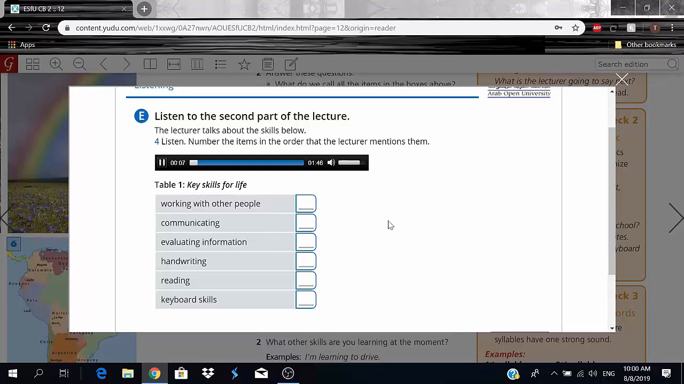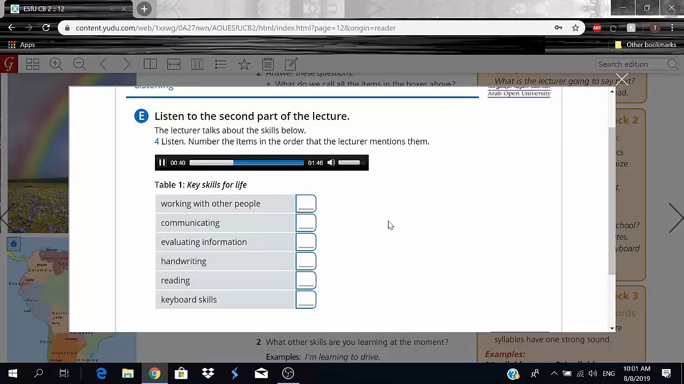Number the items in the order that the lecturer mentions them. So, nowadays, students learn knowledge and skills at school. The skills help them in the real world. Firstly, children learn to read. Then they learn to write. Handwriting is still important, but nowadays, keyboard skills are more important in many cases. So secondly, we teach handwriting and then keyboard skills.